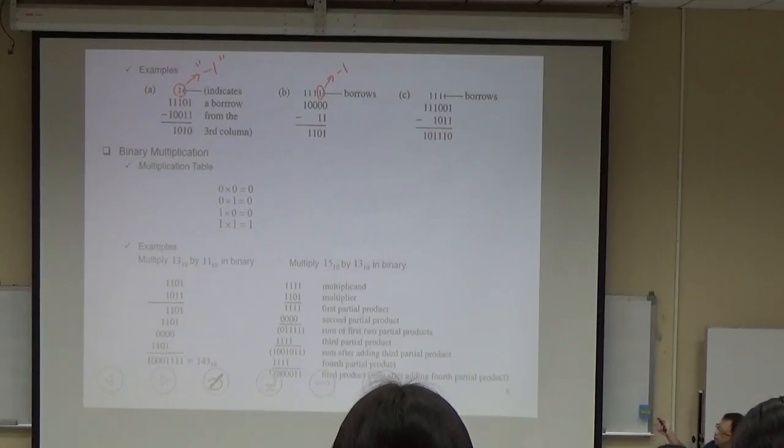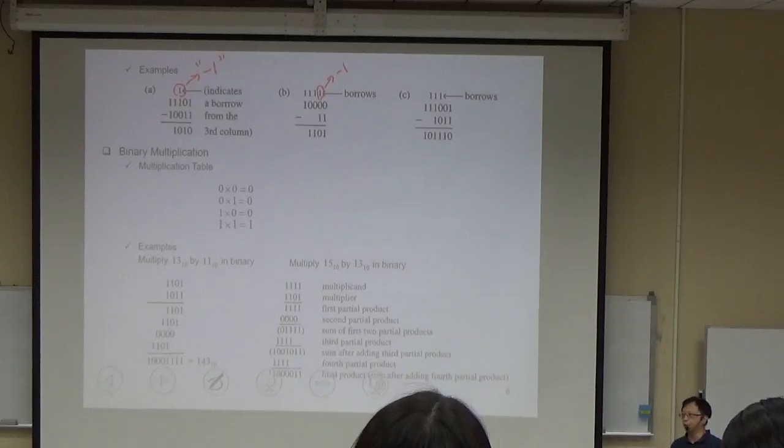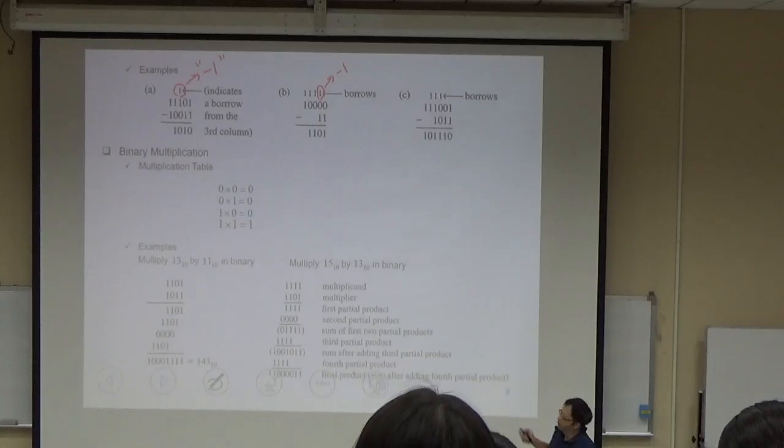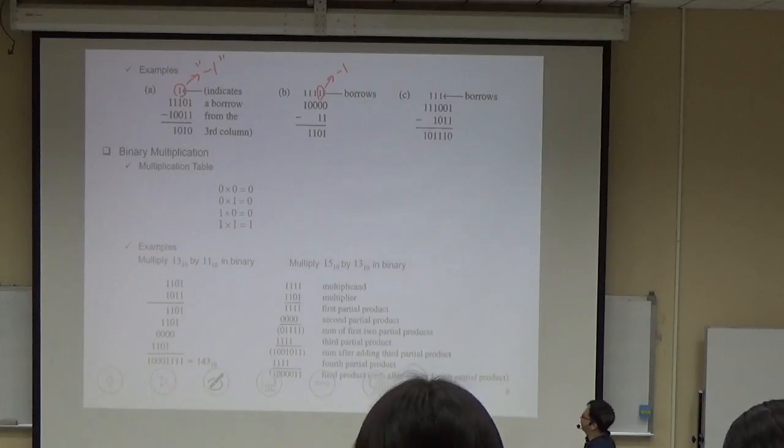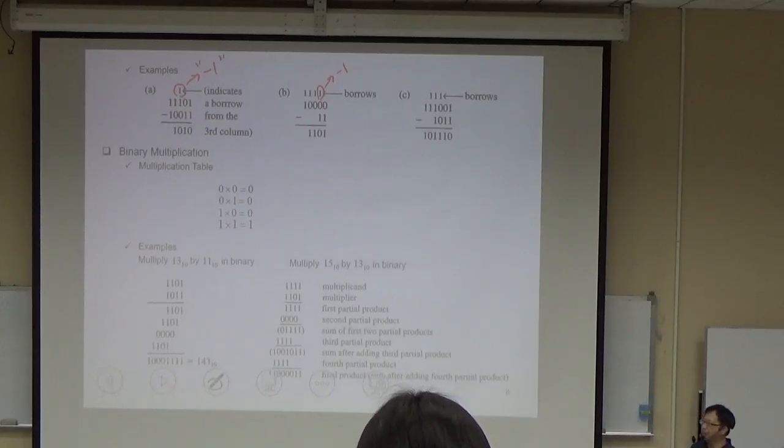Okay. In the above, we saw the binary subtraction. Now we talk about binary multiplication. Okay. So this is a multiplication table. So 0 multiplied by 0 equals 0, 0 multiplied by 1 equals 0, and so on. So this is a multiplication table. Okay. And how do we perform multiplication in the binary number system? We see this example right here.